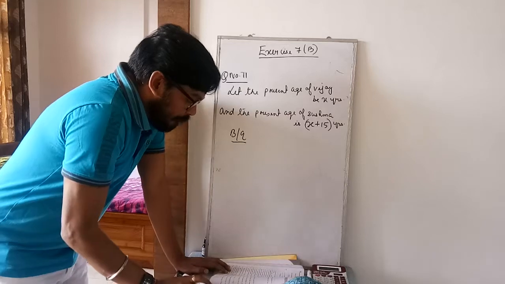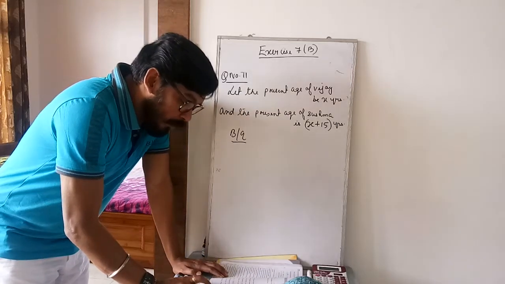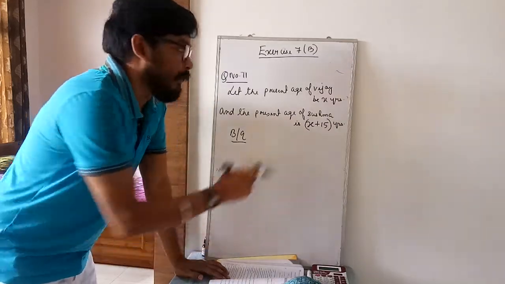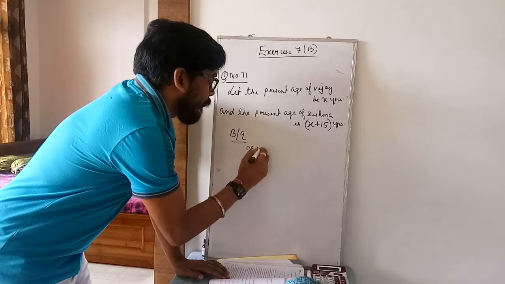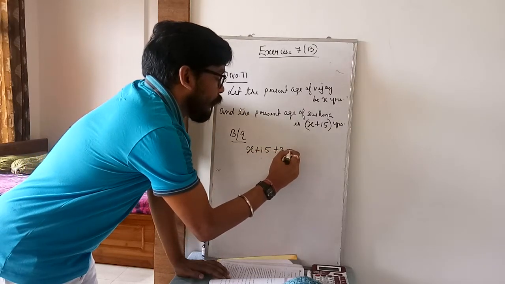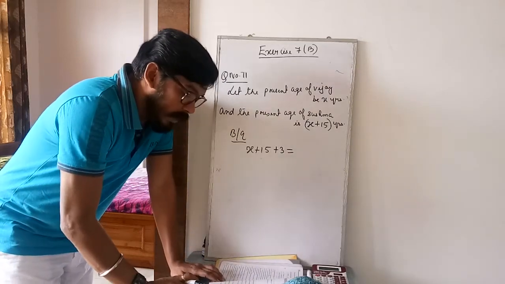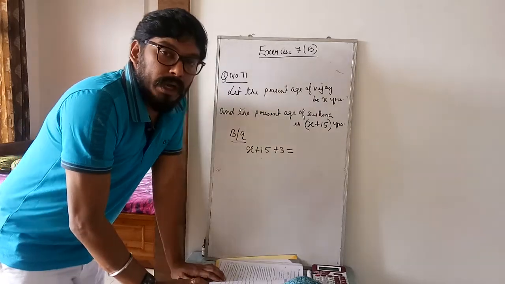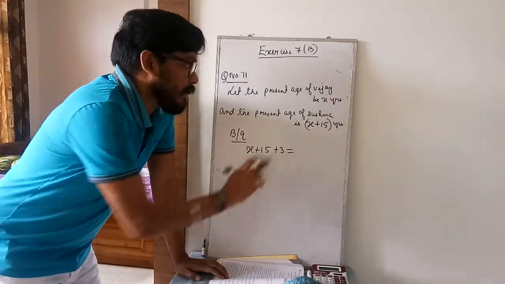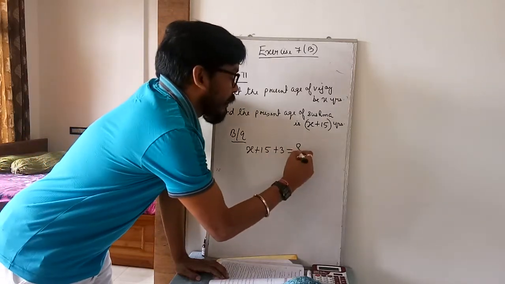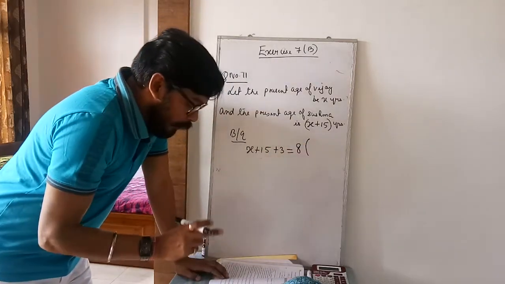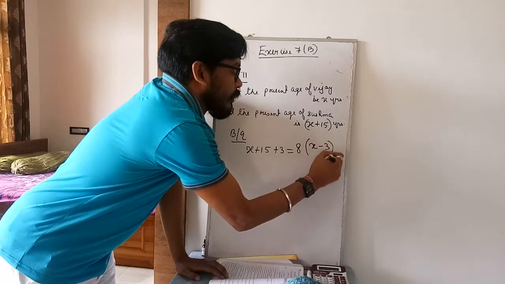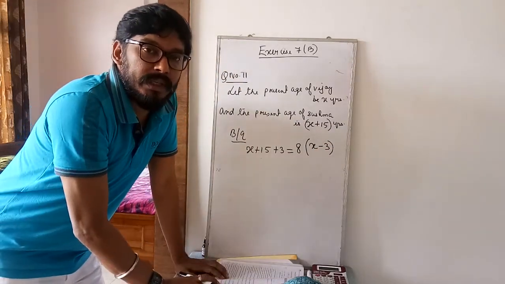Okay. So what did they say? But in 3 years more she will be, means after 3 years Shushma will be. Shushma is now how much? x plus 15. So after 3 years it will be plus 3, will be equal to 8 times as old as Vijay was 3 years ago. 8 times of whom? Vijay. What is the age of Vijay 3 years ago? That means minus 3. So when they say after, you will do plus, but when they say ago, you will do minus.